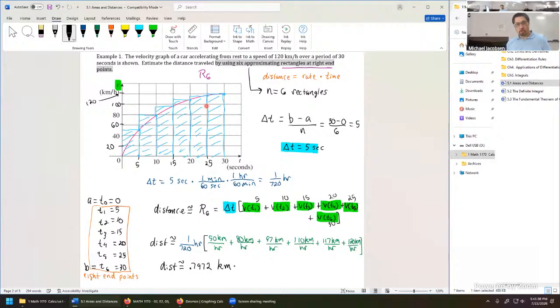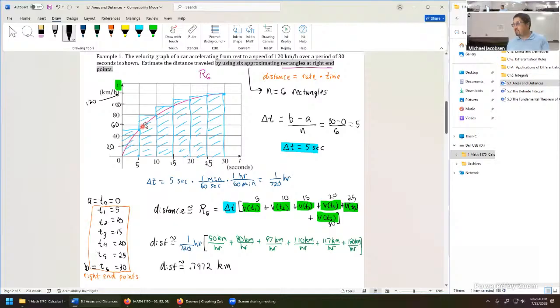Kilometers. So almost 0.8 kilometers over the 30 seconds is what we would be estimating through the right endpoint rule, R, with 6 subintervals. Well, as we look at this graph closely, though, even though this is not as blunted an estimation as when we just started this problem, every one of these rectangles has area that goes above the red curve.